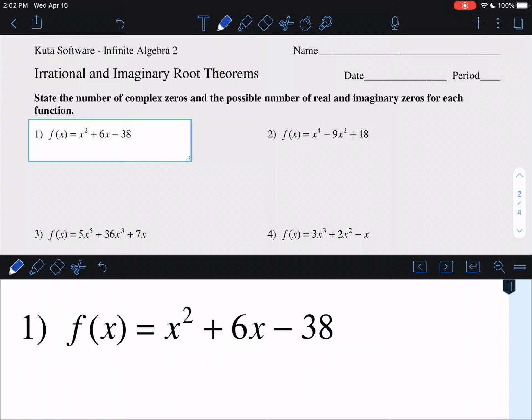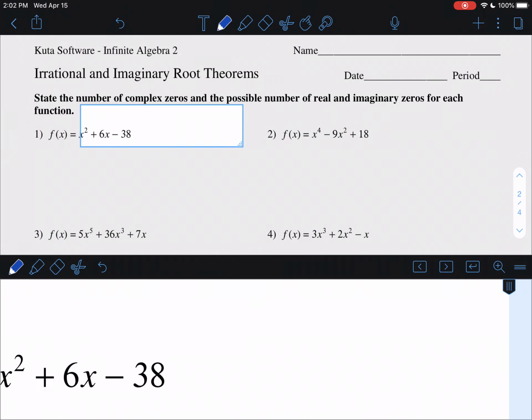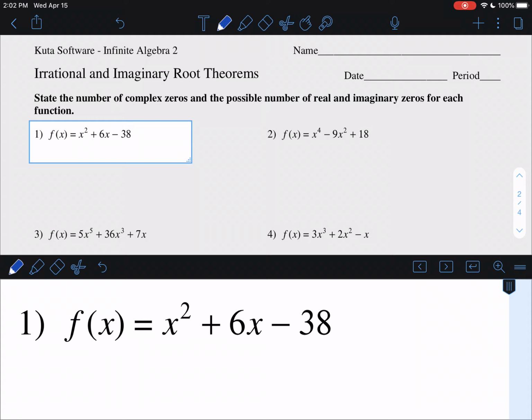So I have this polynomial f of x equals x squared plus 6x minus 38. It is asking me to state the number of complex zeros and the possible number of real and imaginary zeros for each function.